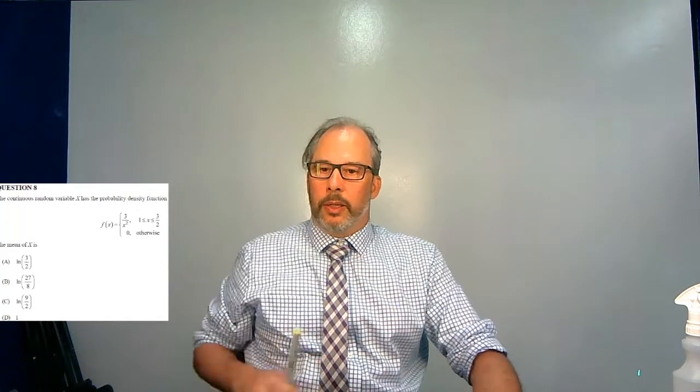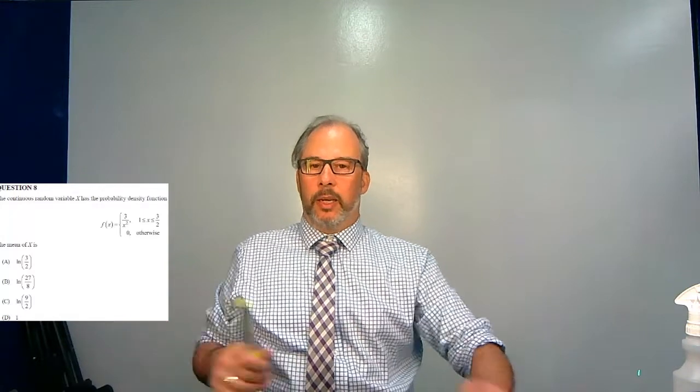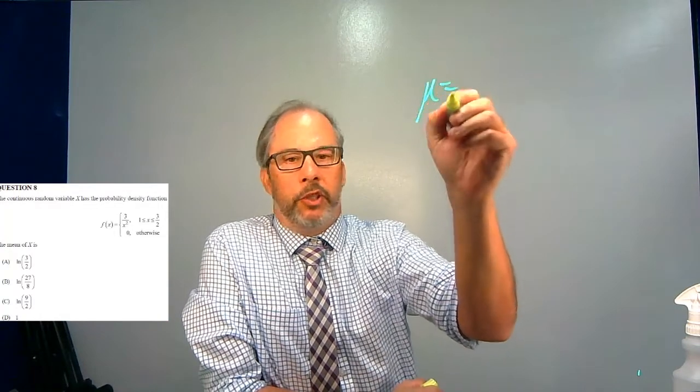All right, second and last question. Moving on to question 8. We have got the continuous random variable x has a probability density function given there. The mean of x. So calculate the mean of x. You can use your formula sheet for this one.